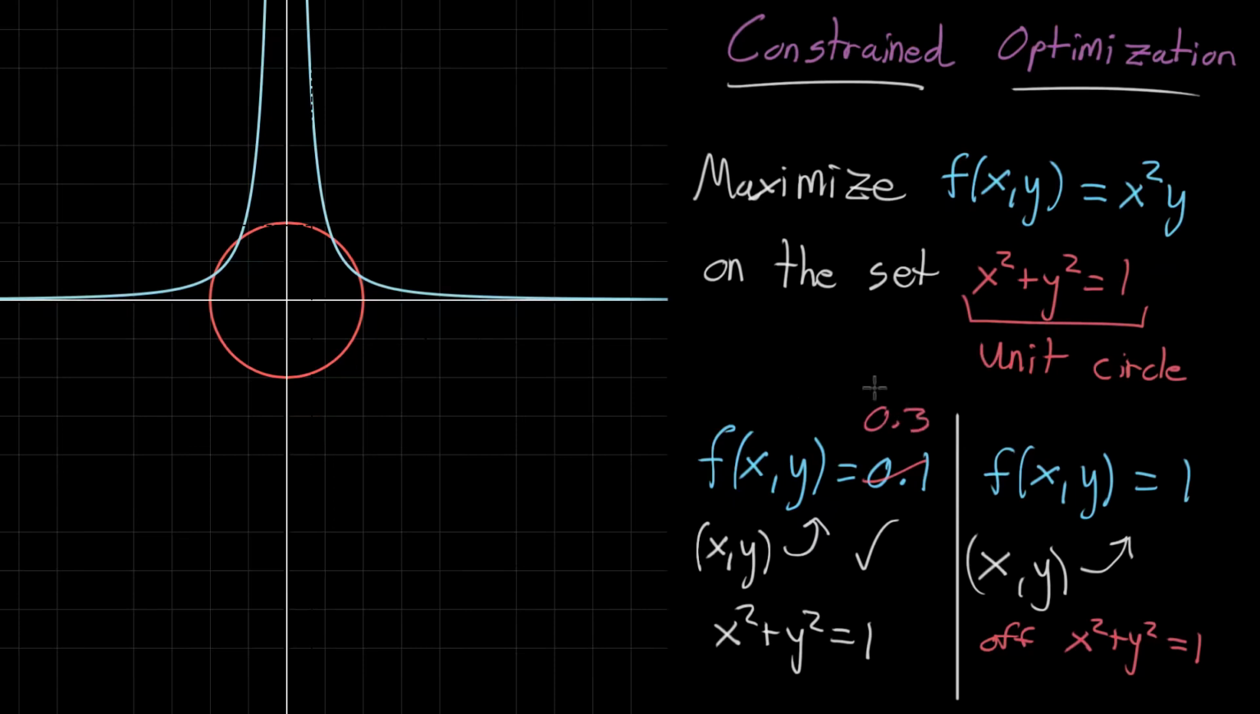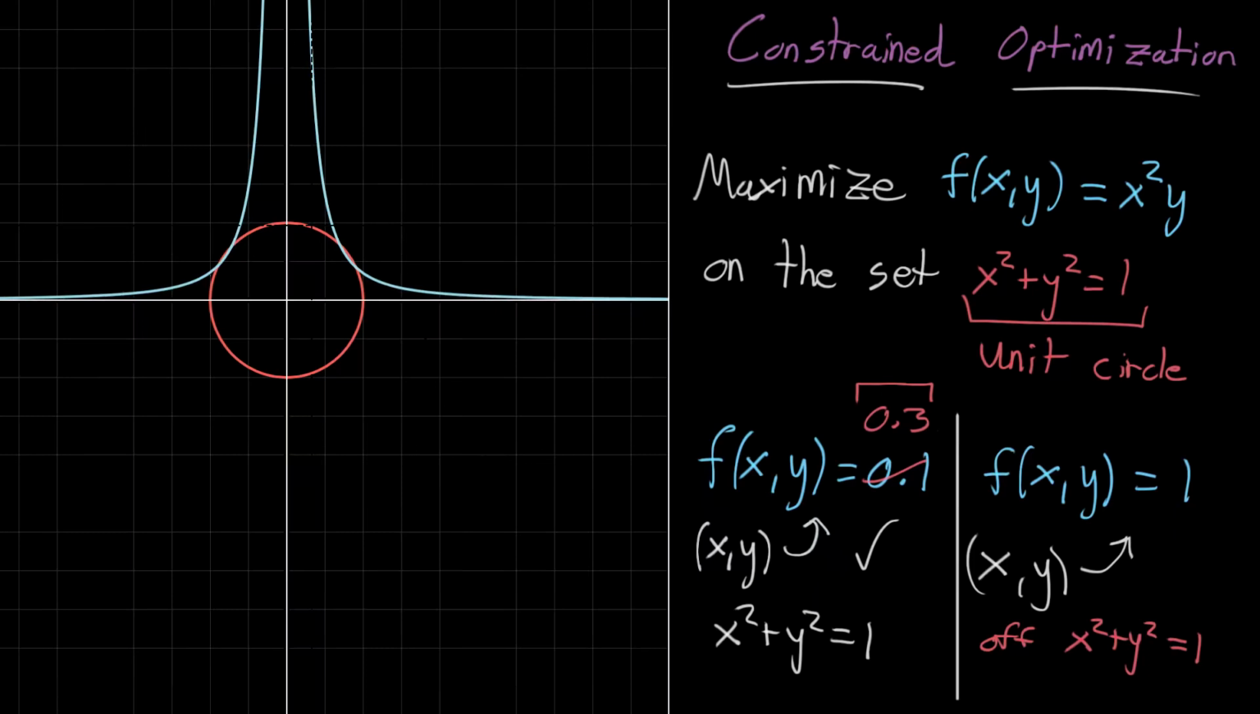What we're basically trying to do is find the maximum value that we can put here, the maximum value so that the line that represents f(x,y) equals that value still intersects with the circle. And the key observation is that that maximum value happens when these are tangent.